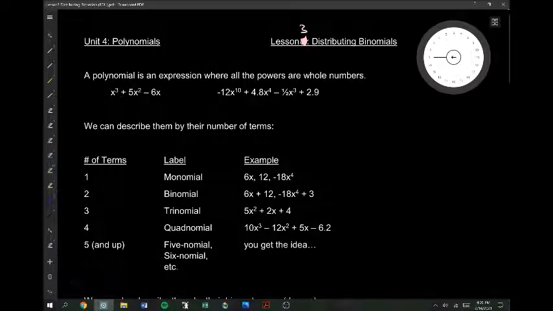Okay guys, here's lesson 3, distributing binomials. So I've used the term polynomial a few times, and I've defined it also. It's an expression where all the powers are whole numbers. So whole number power, whole number power. This has a power of 1, which is a whole number.